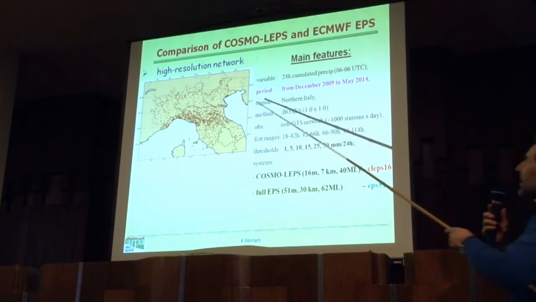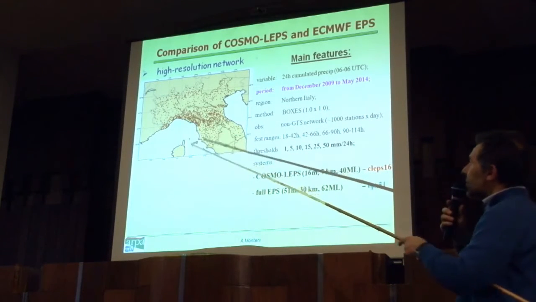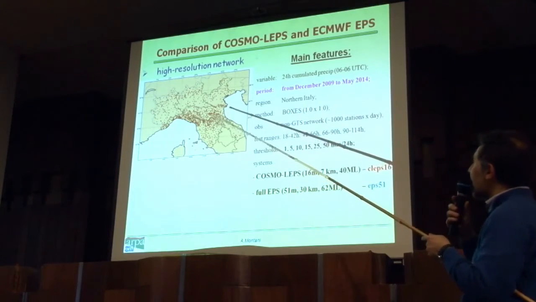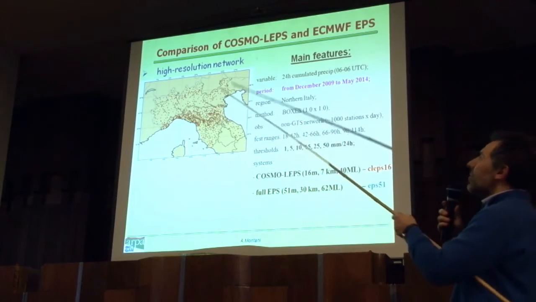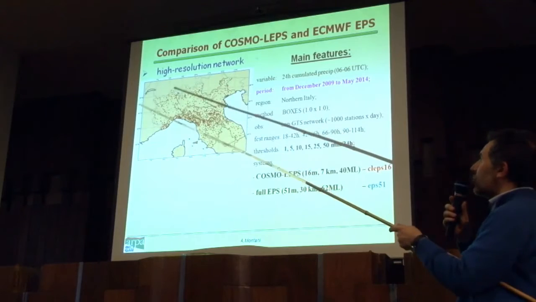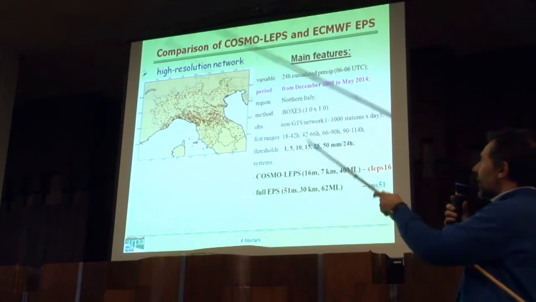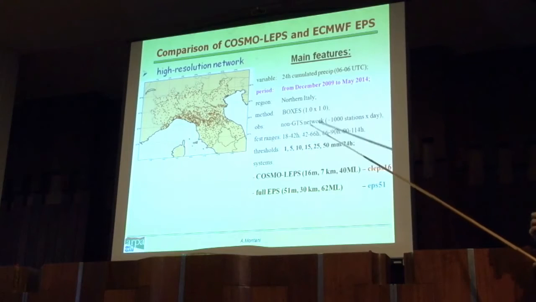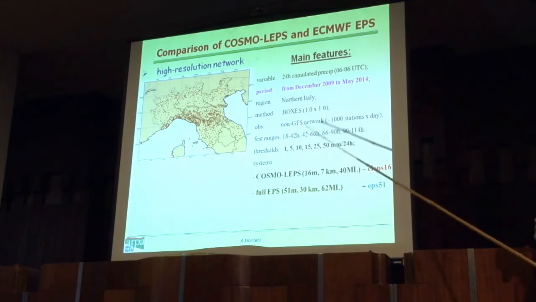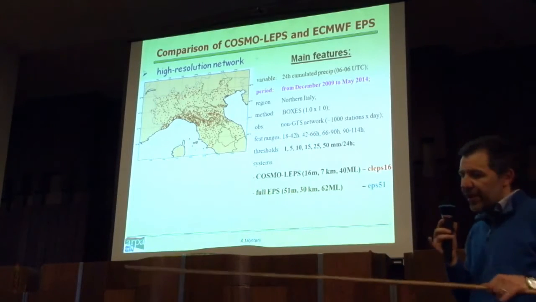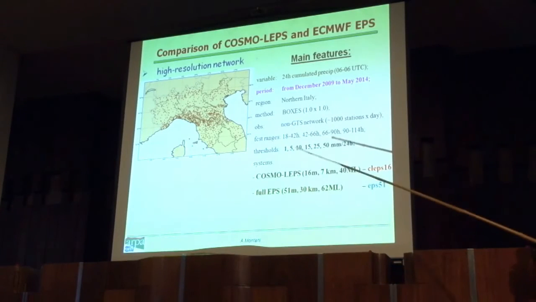And so we use this number of non-GTS stations, which is a very dense network. We could not do it in other regions because we don't have the high resolution network of France, of Austria, or of other regions. And when you compare two systems with different horizontal resolution, we have to try to find a decent compromise to make verification.